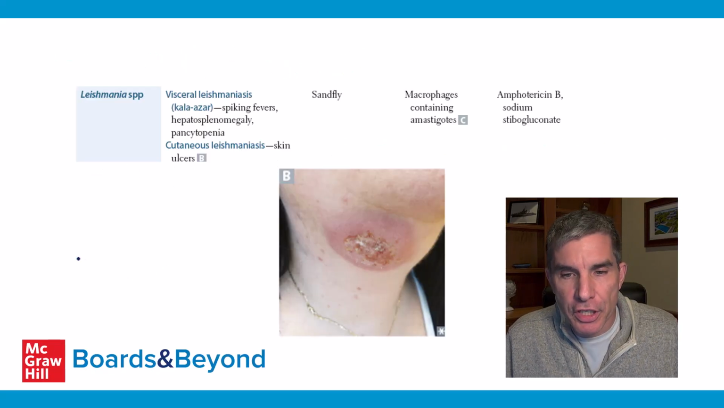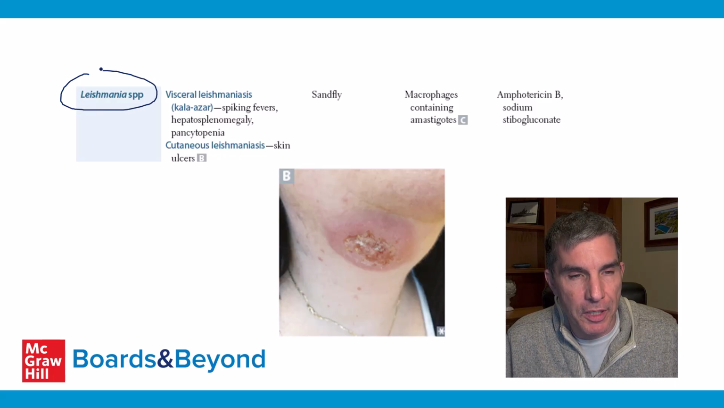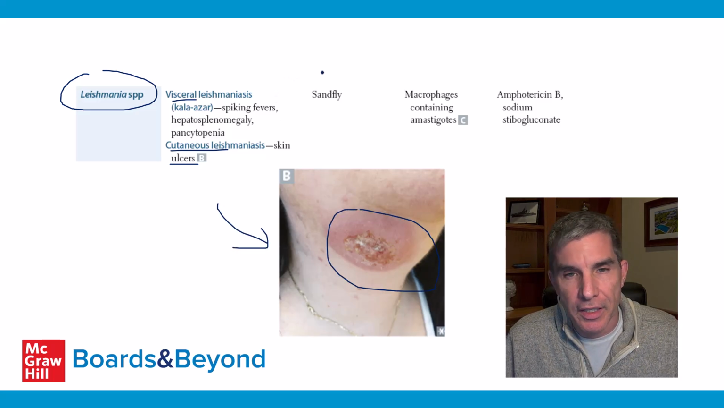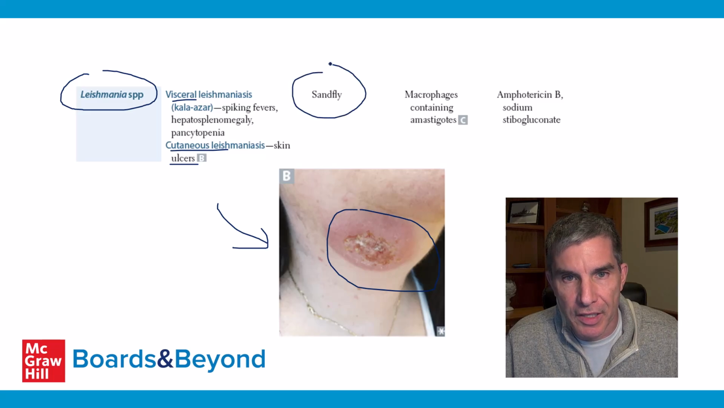And here I screenshotted the section from First Aid just to show you where this information is. It talks about leishmaniasis. It has a visceral form, but this question's about the cutaneous form, which presents with skin ulcers. And here's a picture of one on the neck, just like they describe in the man in the question stem. And they tell you in First Aid that it's transmitted by the sandfly.